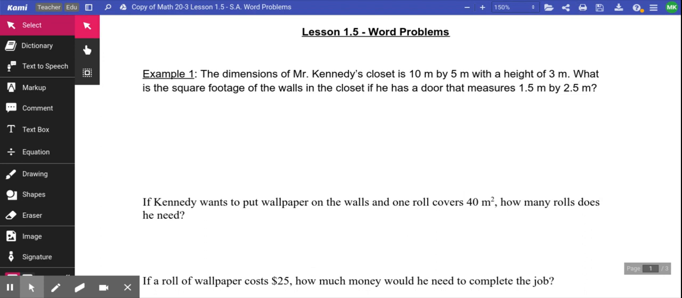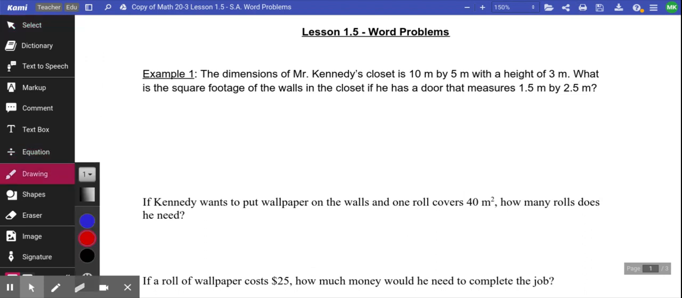This first question says the dimensions of Mr. Kennedy's closet is 10 meters by 5 meters with a height of 3 meters. What is the square footage of the walls in the closet if he has a door that measures 1.5 meters by 2.5 meters? So, drawing this.